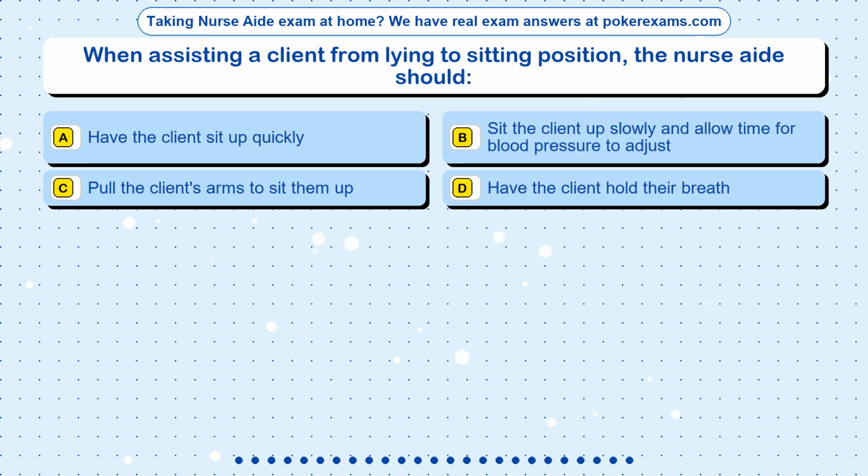Question 23. When assisting a client from lying to sitting position, the nurse aide should: Option A. Have the client sit up quickly. Option B. Sit the client up slowly and allow time for blood pressure to adjust. Option C. Pull the client's arms to sit them up. Option D. Have the client hold their breath.